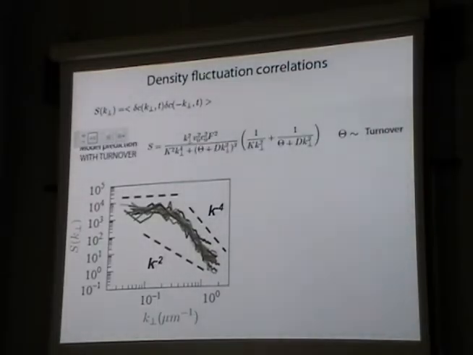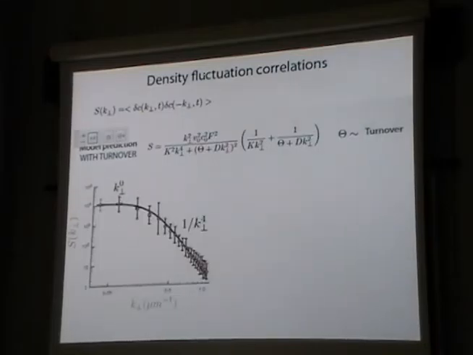And you can calculate that. And in fact, it agrees very well with experiments. And so what happens here is that adding turnover destroys these so-called large number fluctuations. Right? And so I'll spin that.